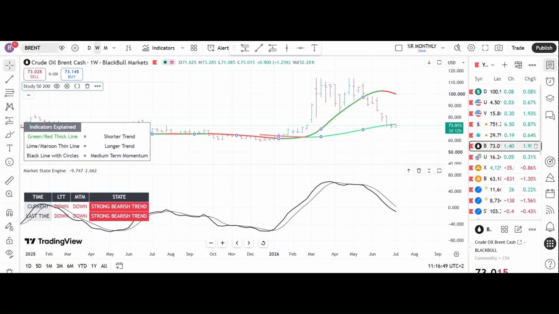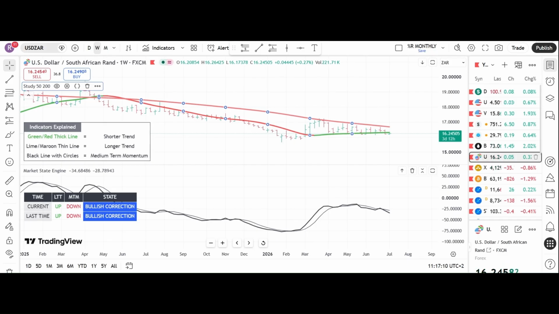Crude Brent oil is continuing its strong bearish trend, as you can see here on the medium trend momentum, and it has fallen below the long-term trend or moving average.